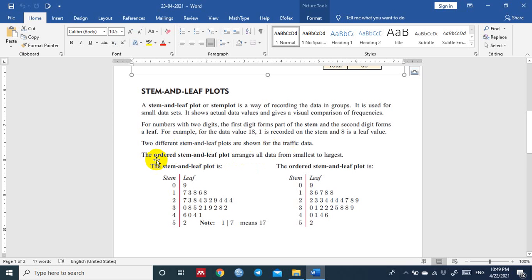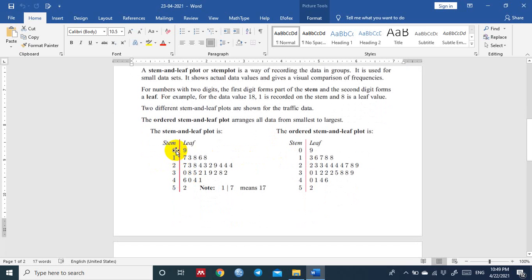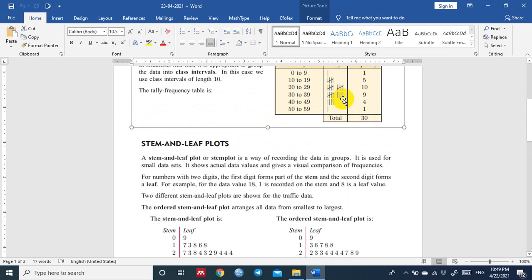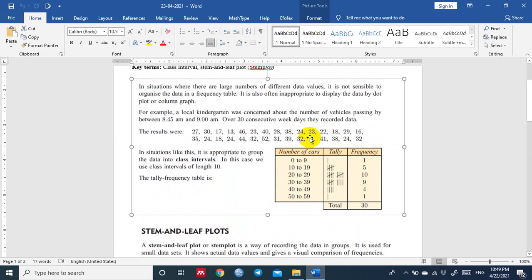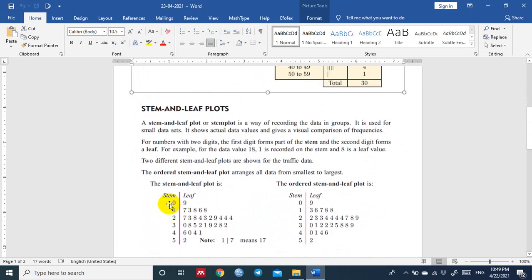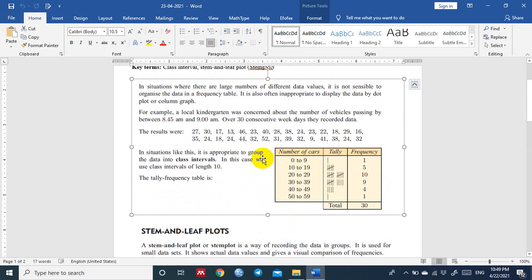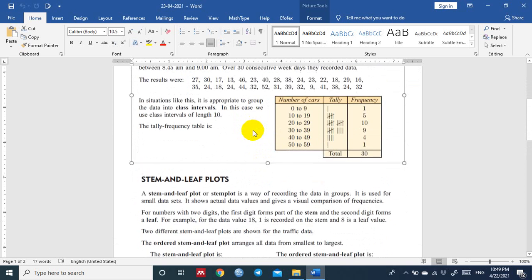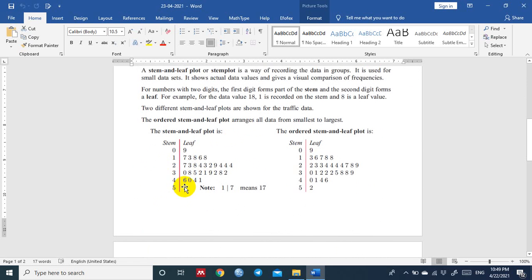So for example 09 here, it means 9. We can represent it on stem and leaf as 09 here. And for example 23 here, if you write it in stem and leaf, 2 is here and 3 here. So 2 and 3 here means 23. The order of stem and leaf plots arranges all data from the smallest to the largest.